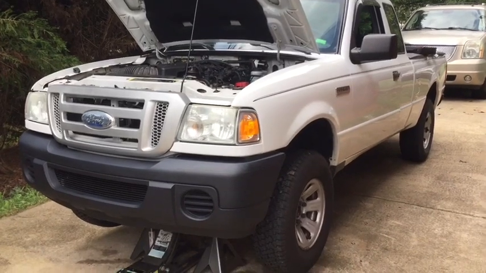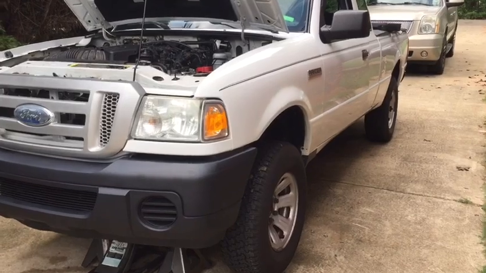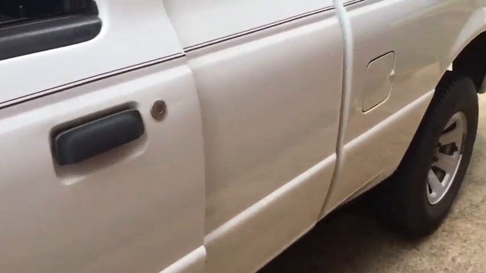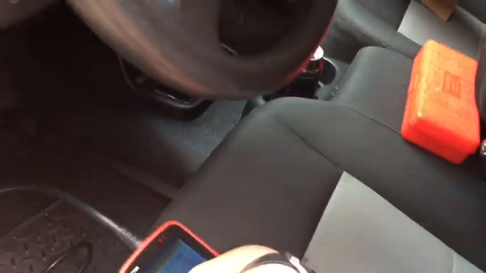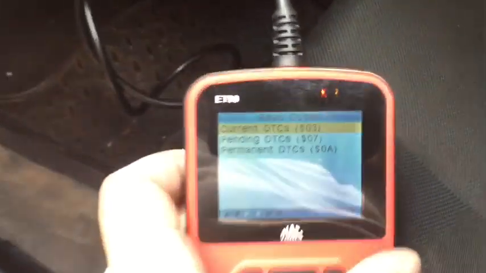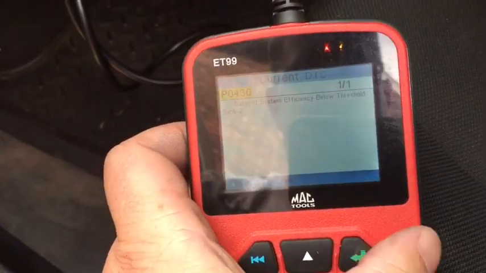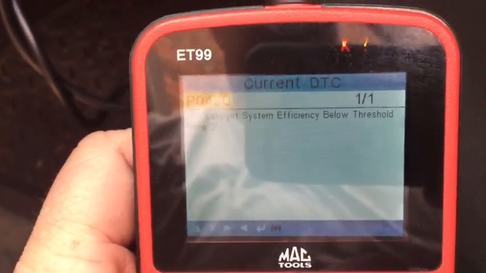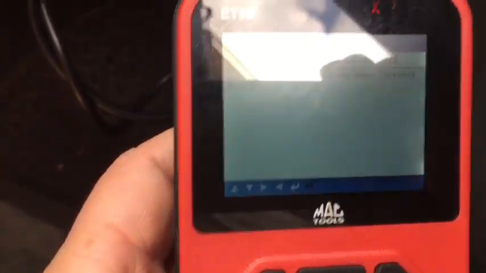Your Car Guy here. Today we have a 2008 Ford Ranger. This one is a four-wheel drive that has the check engine light on, and it is a code for catalyst efficiency low. I'm going to show you it right here. I've already got my scanner hooked up, OBD2 port right under the dash there, and we'll see under our current diagnostic codes we have a P0430, catalyst system efficiency below threshold, bank 2.